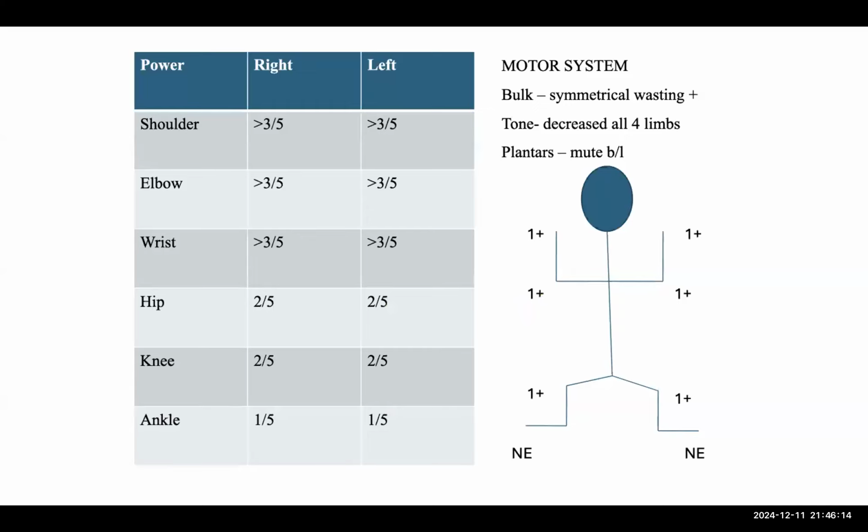On CNS examination, higher mental function: the child was conscious and alert. Word output was nil, but the child was able to recognize her caretakers. Motor system: bulk showed symmetrical wasting. Tone was decreased in all 4 limbs. Power in the upper limb was more than 3/5, and in the lower limb, hip and knee were 2/5, ankle was 1/5. DTRs were 1+, but ankles were non-elicitable.